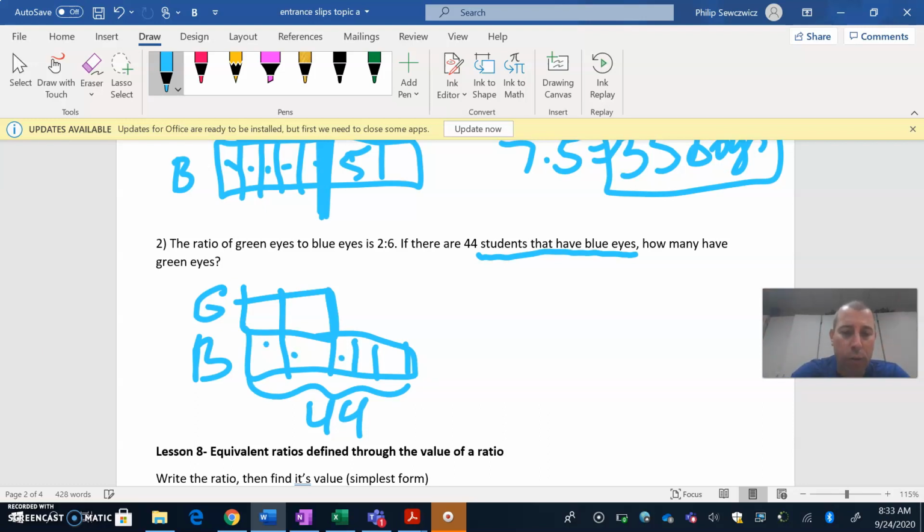So 1, 2, 3, 4, 5, and then that's my 6 box here. Here you go, people. 44 divided by 6. How's that going to work out? It's not clean. All right, we're going to stop right now.